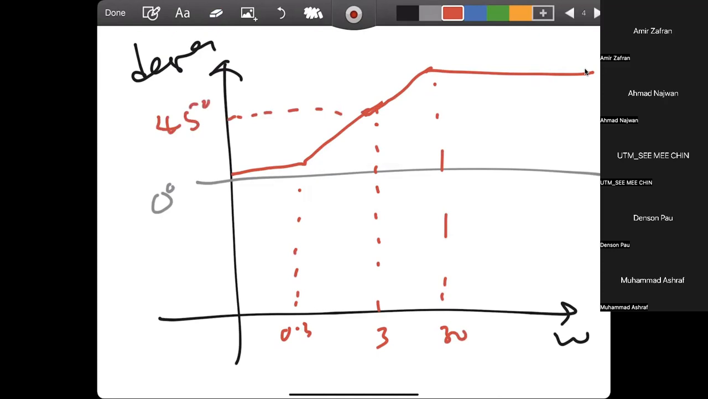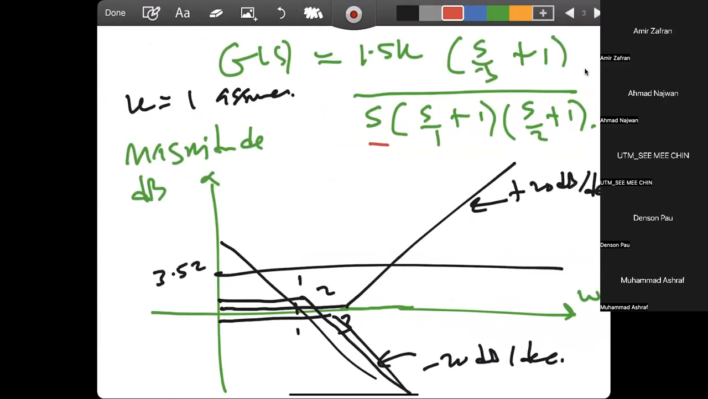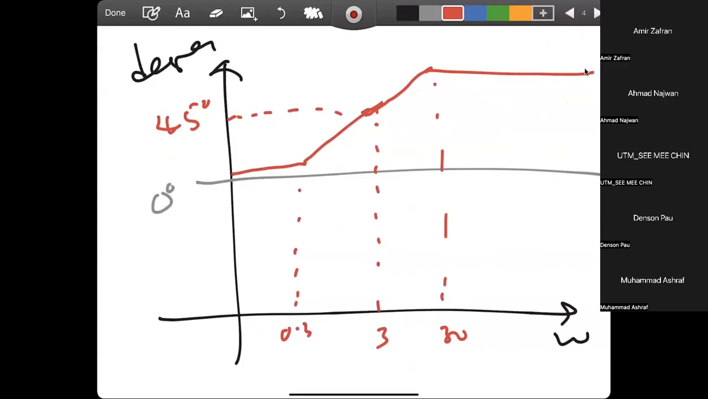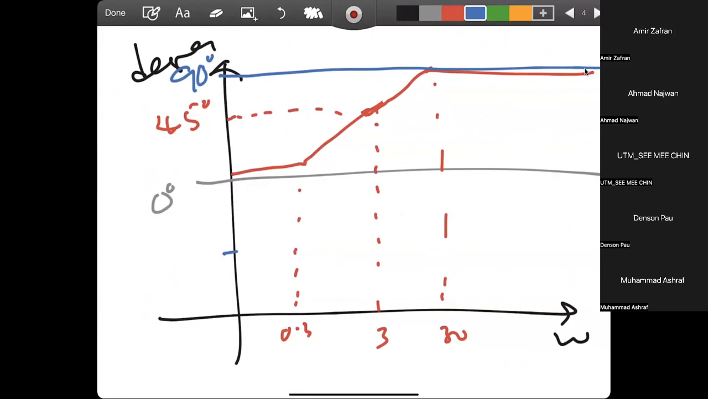Sketch by hand. Previous test questions and final exams ask you to do the freehand draw. Okay, sketch. And then for this part, the phase is 90 degrees, so you just draw like this. That is 90 degrees. Then for this one, (s plus 1) is minus 45, so let's say this is minus 45, and this is 90 degrees. So it happens at 1.